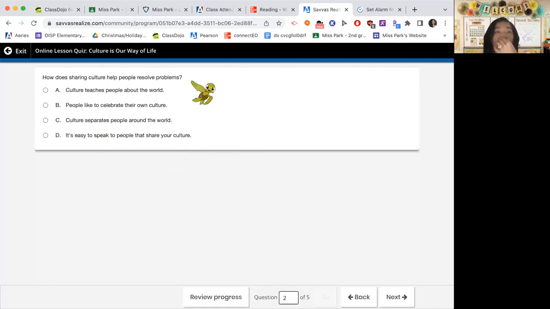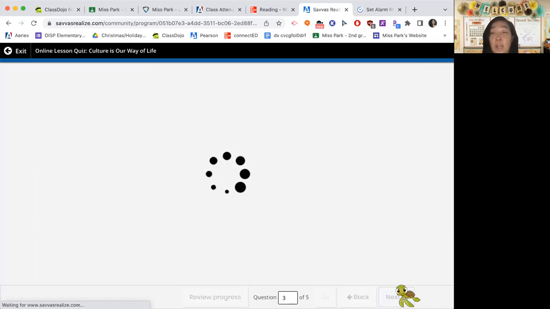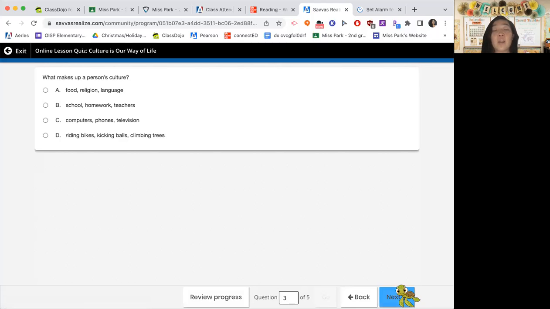No. So which one is the only one that really shows that people are coming together and teaches people about other cultures? Culture teaches people about the world. Yes. Culture teaches people about the world. The more you know about someone else's culture, the more kindness you can share with them and the more problems you can fix, because you know each other and understand each other.